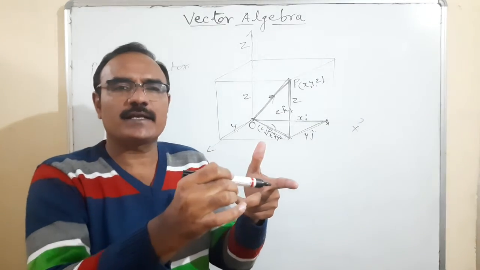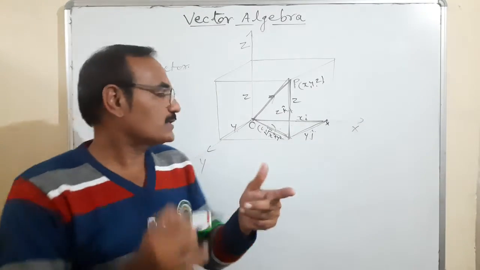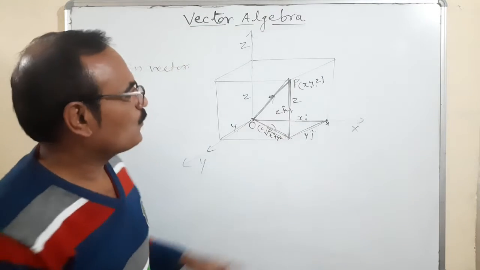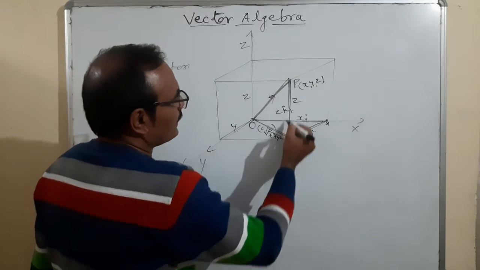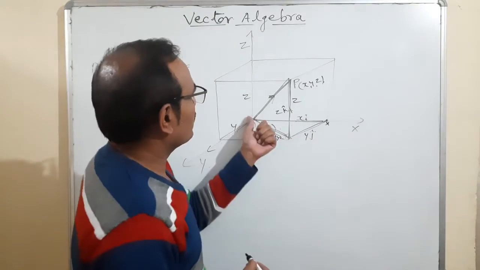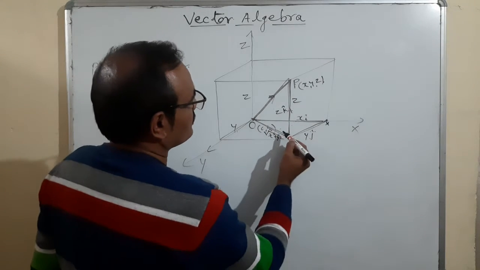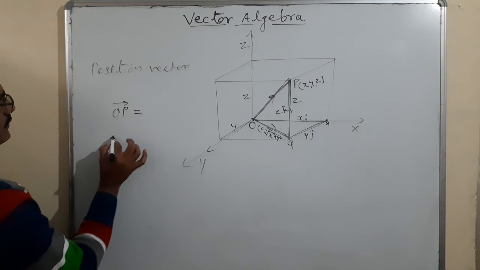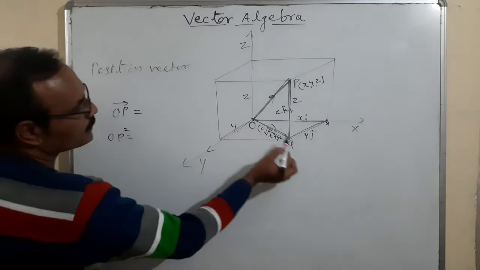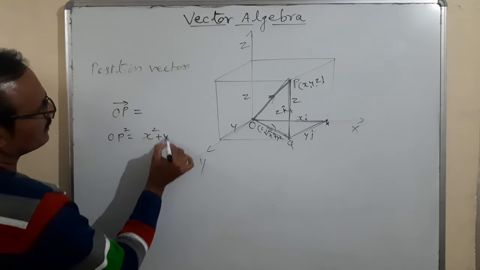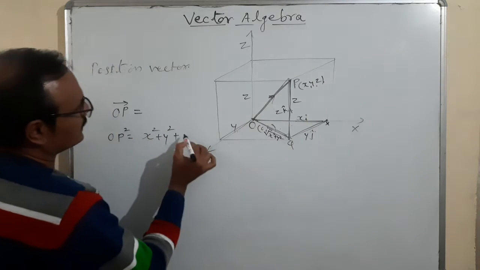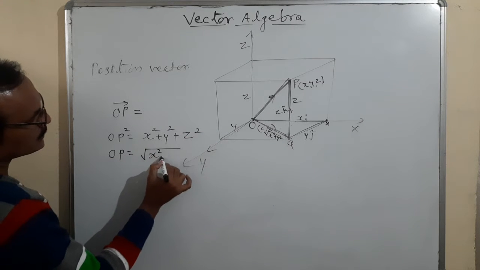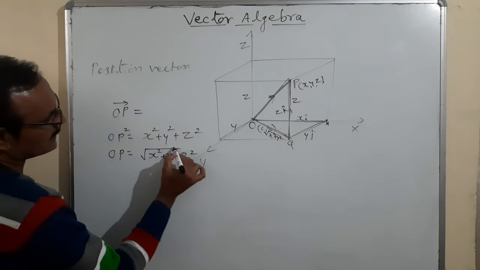It becomes a right angle triangle, x, y. So this is the point, the distance between them using Pythagoras theorem, under root x square plus y square. And what is this? This is z. So in this triangle, using Pythagoras theorem, you can write OP square is equal to OQ square plus QP square. So OP square is equal to OQ square, that means x square plus y square, plus QP square, that is z square. So therefore OP is equal to under root x square plus y square plus z square.